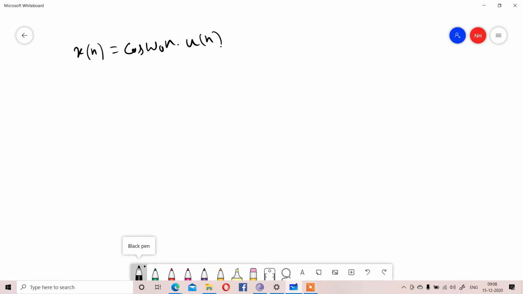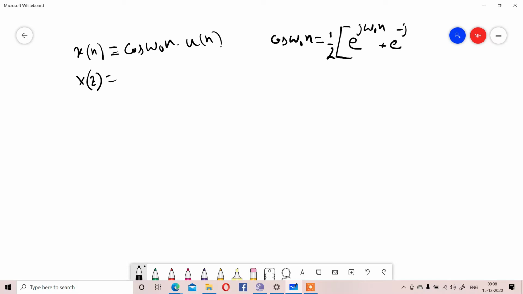As you need to calculate X(z), the first thing is that you have to replace cos ω₀n by exponential terms. You can write cos ω₀n is equal to half of e to the power jω₀n plus e to the power minus jω₀n.